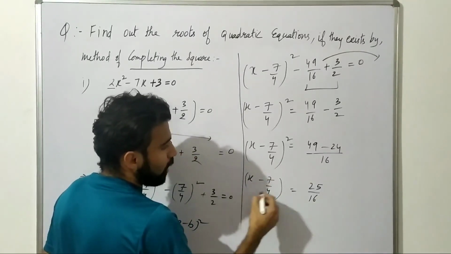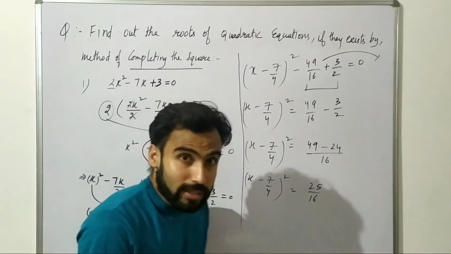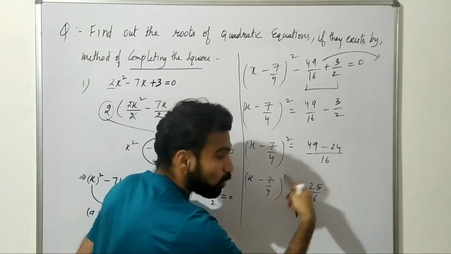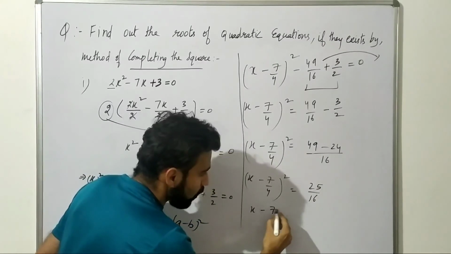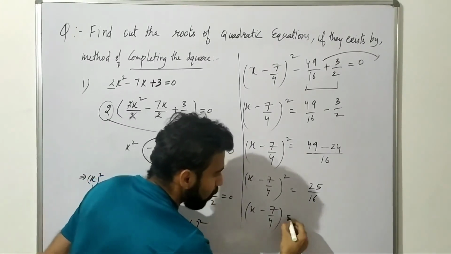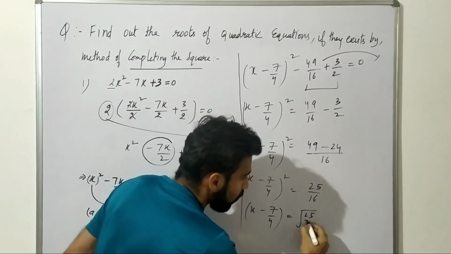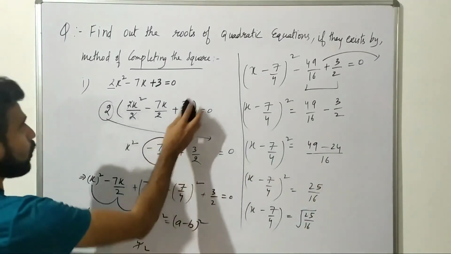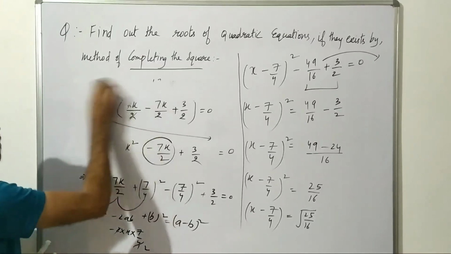So let me write this as it is. That will be like whole square. Now, next step is you have to simply transfer this square, and then on the right hand side that will be square root. So doing the same, that will be like x minus 7 by 4 under root 25 over 16. Getting my point? Now first let me rub the space here so you can understand it easily.